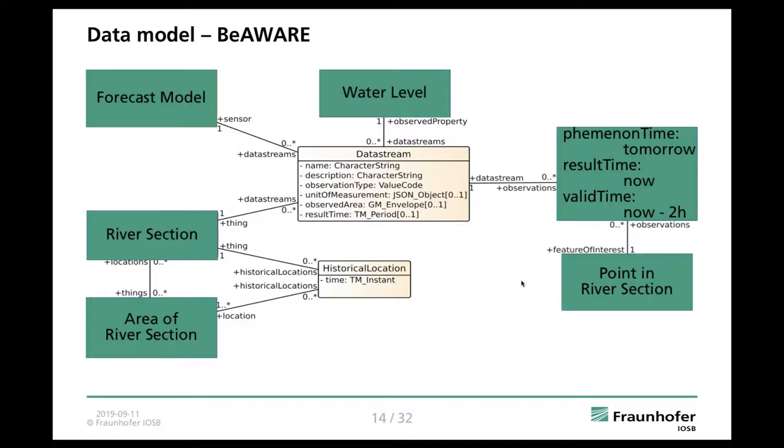And the SensorThings API, or the data model behind it, the O&M data model, actually supports that. So for every observation, we've got a phenomenon time, which is when that phenomenon will be there. So which is the water level, it will be tomorrow. The result time is when this value became available, which is now, because I make the prediction now. And how long do I want this prediction to be valid? For instance, from now till in 2 hours, because then I will want to make a new prediction because things might have changed. So that's one of the great things of the SensorThings API. It's a very flexible data model.